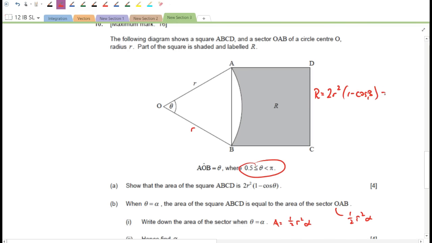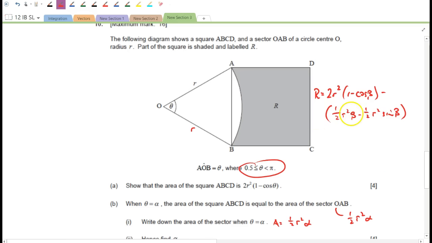Now, we have to subtract this little area in here. Now, what's that equal to? I'm going to have to go to the second line, because this is equal to the area of the sector minus the area of the triangle. The area of the sector is half r squared beta. The area of the triangle is a half r squared sine beta. So R is going to be equal to the square minus this minus this. So that gives me this little segment area here.